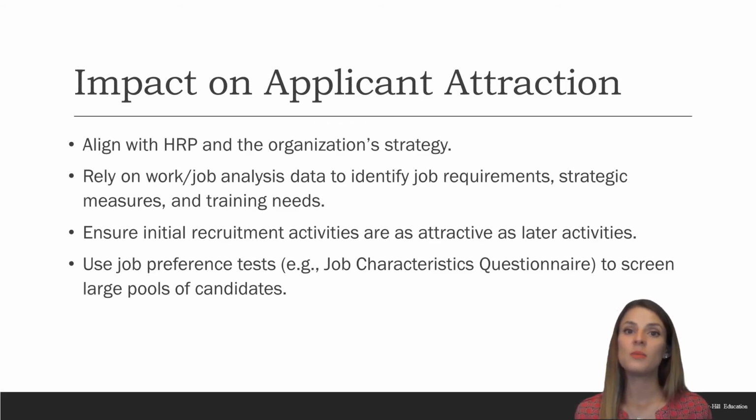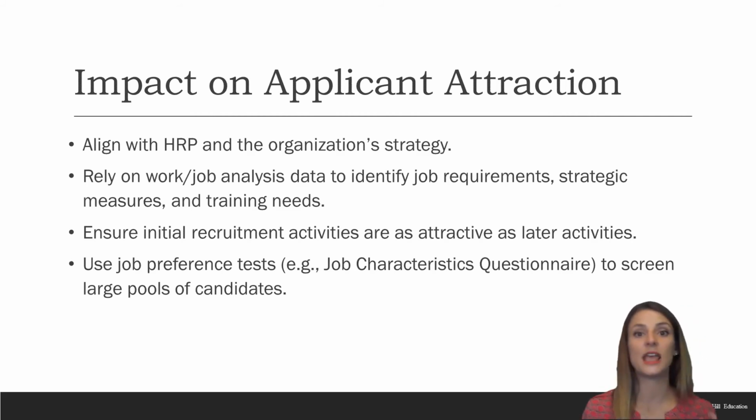Number 2, make sure you rely on work analysis and job analysis information to identify the job requirements, as well as the strategic measures you will use to evaluate job performance and the HR system and training needs.